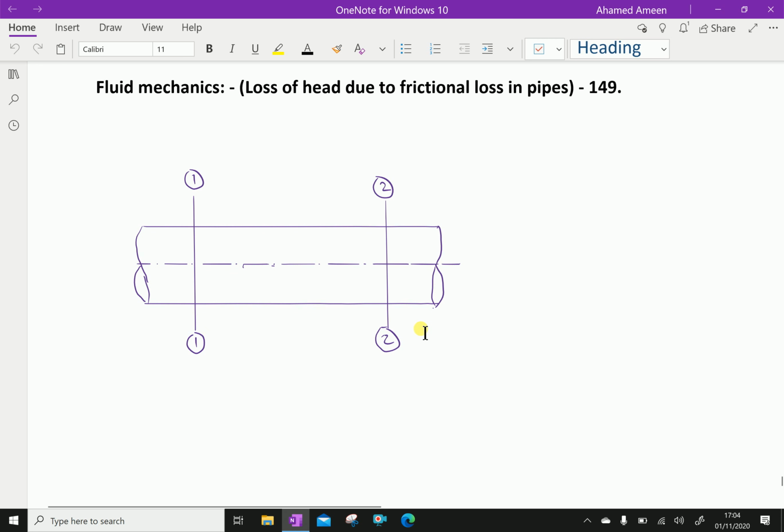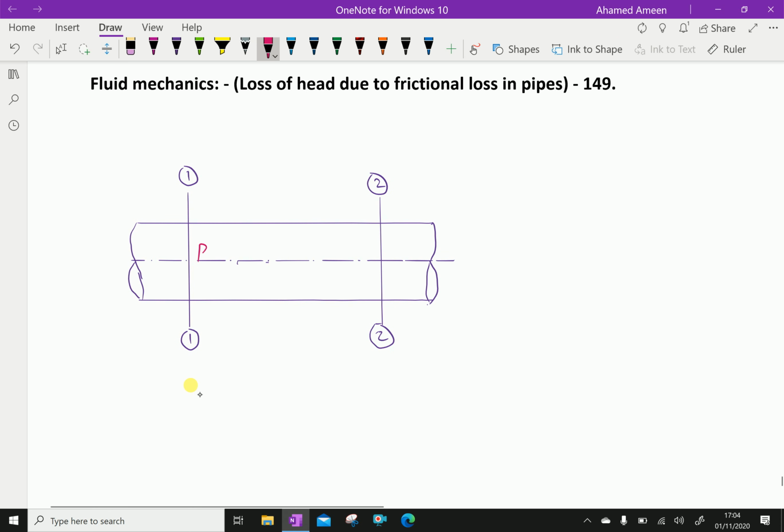Here, look at this pipeline through which liquid is flowing. Pressure at section 1 is P1, pressure at 2 is P2. Now, the frictional loss, this side friction is F1. Here, the friction flows like this.